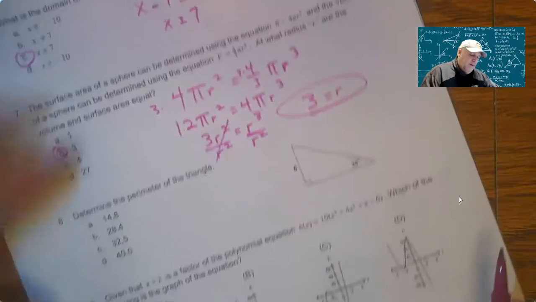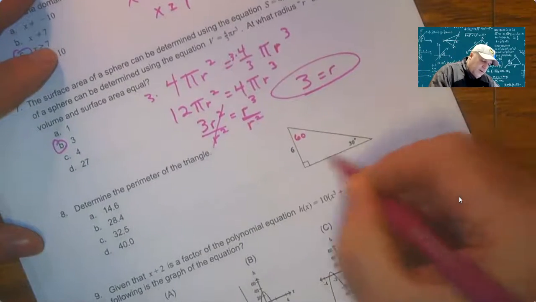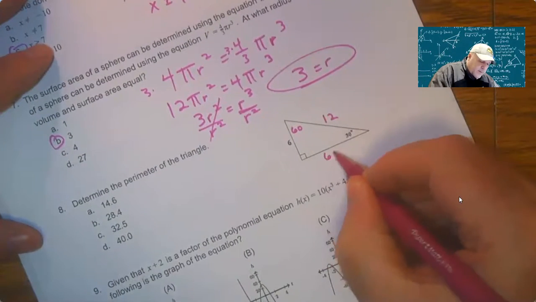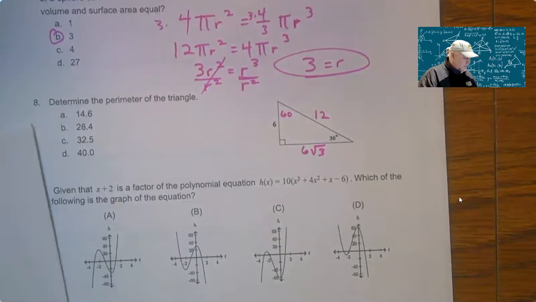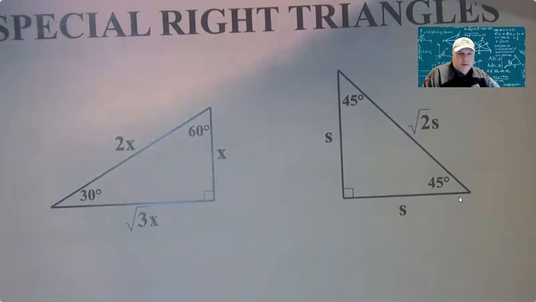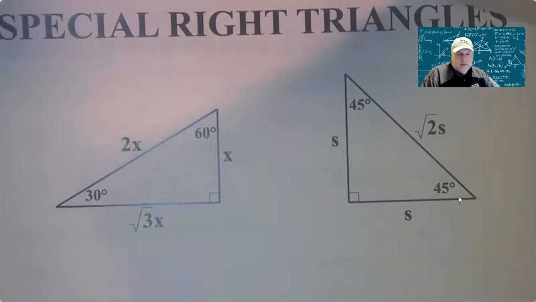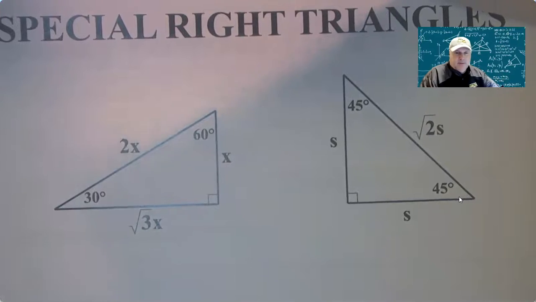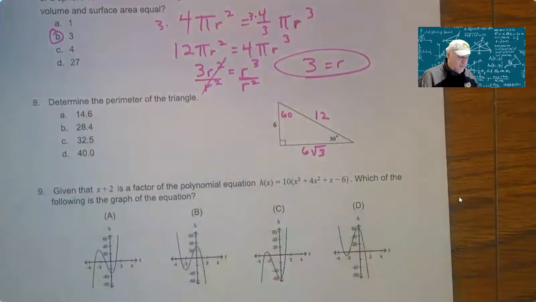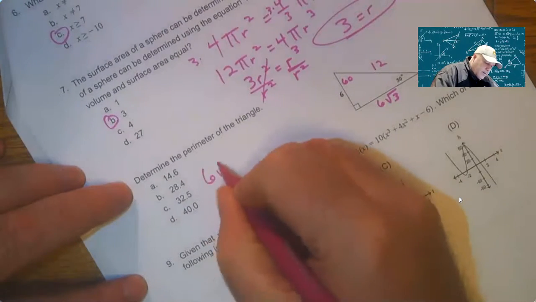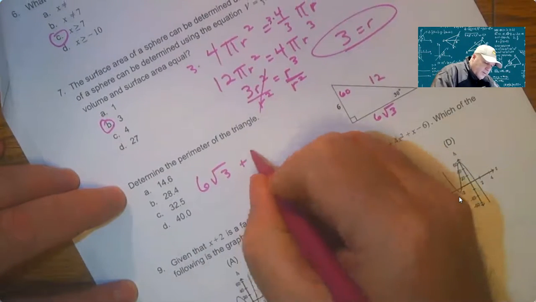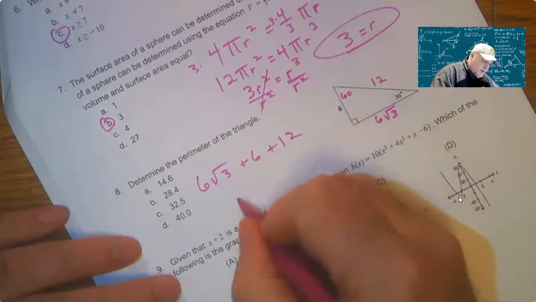Find the perimeter of this. So this is a 30, 60, 90. So this is going to be 12. This is going to be 6 times the square root of 3. So use your notes from this guy right here. Okay, how that works, twice the side opposite 30 is the hypotenuse, so on and so forth. Okay, and so add all that together. 6 square root of 3 plus 6 plus 12. What does that equal? 28.4.